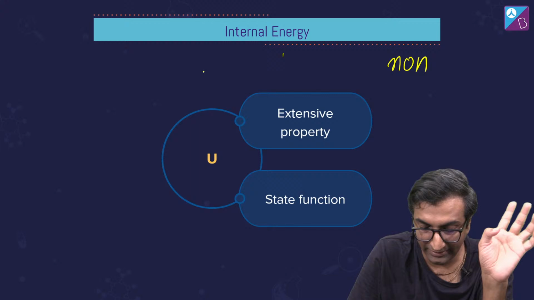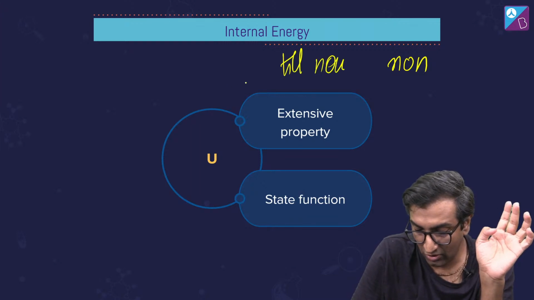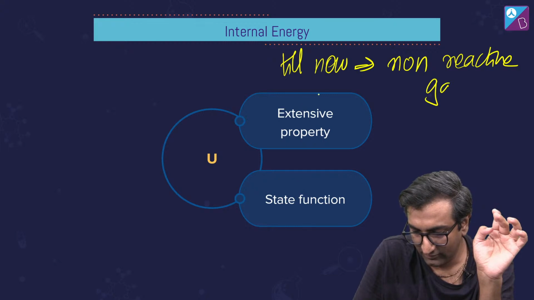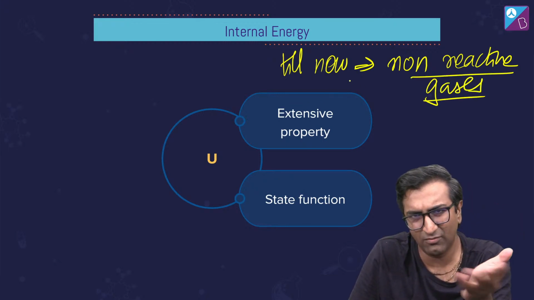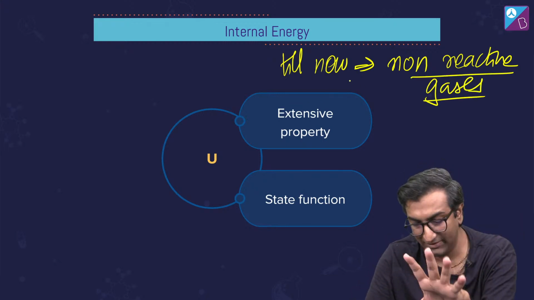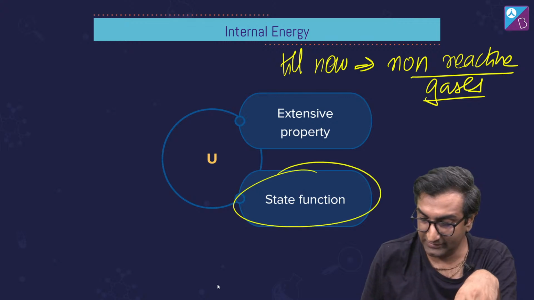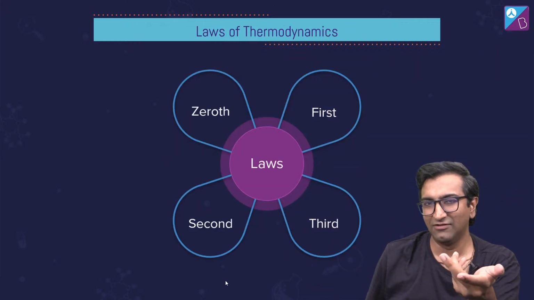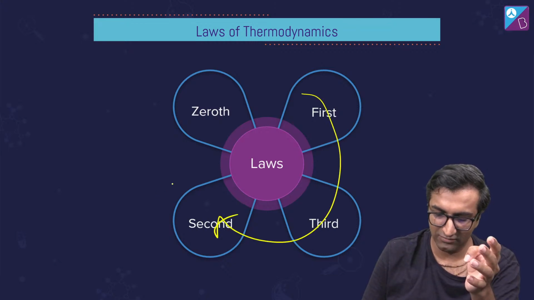Till now, we are focusing on non-reactive gases. मैं आपको थोड़ा एक्स्ट्रा चीज बता रहा हूं, but that's what you should know what we are talking about. अभी के लिए इसी चीज़ की बात कर रहे हैं, and it is a state function. There are 4 laws, and you will be wondering why are we starting with zero? It's because the first, second and third law, what is this?